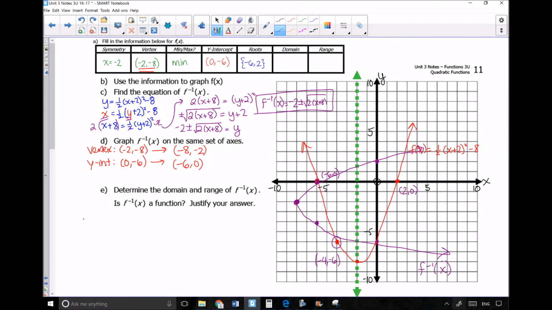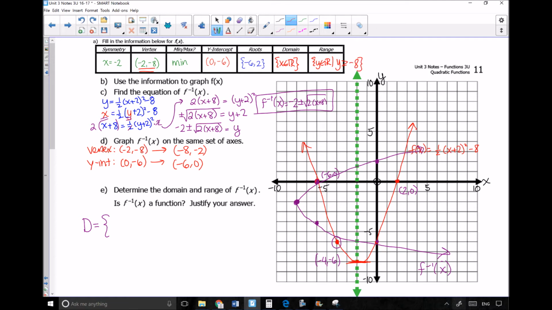Okay, so the domain of my f inverse function right here, we're going to talk about it after we talk about the domain of the original function. I'm sorry, I forgot to talk about that. So the domain of the original function, because it's quadratic, this red function right here will go on forever, everywhere, from left to right. So my domain is going to be x is an element of the reals. Okay, but for my range, we can see that it has a lowest point right here. So for my range, we're going to say y is an element of the reals such that y is greater than or equal to negative 8.